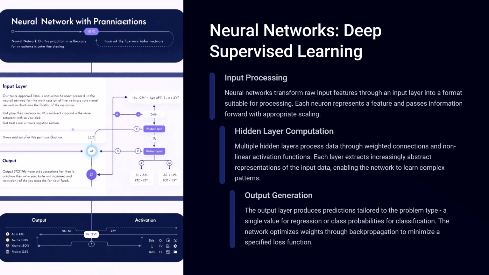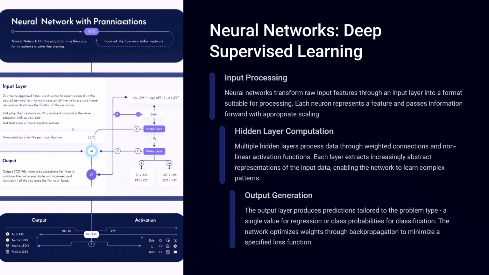Hidden layer computation. Multiple hidden layers process data through weighted connections and nonlinear activation functions. Each layer extracts increasingly abstract representations of the input data, enabling the network to learn complex patterns.